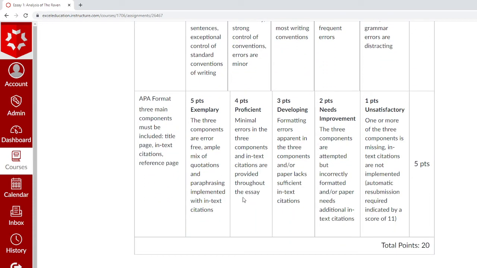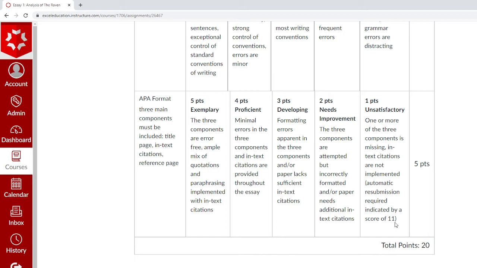The final category on the rubric is APA format. APA format should be a big focus of your writing because if you score a 1 in this category, you can see on the rubric that's an automatic resubmission required, indicated by a score of 11. So you want to earn that 12 to earn a passing grade. Otherwise, you have to resubmit a new version of your work in order to earn that minimum 12 on your essay.